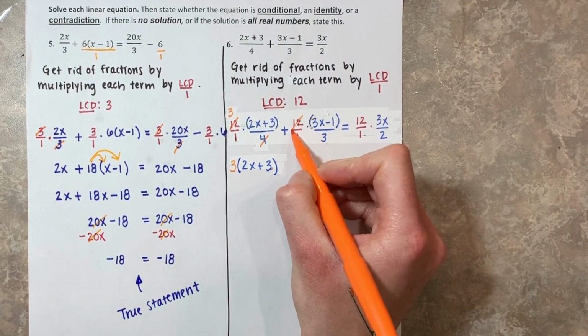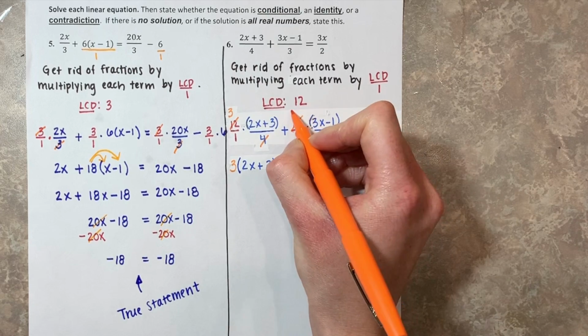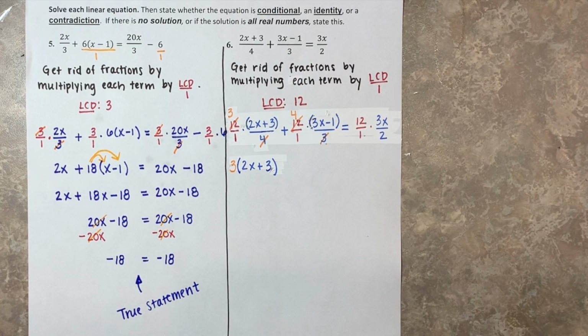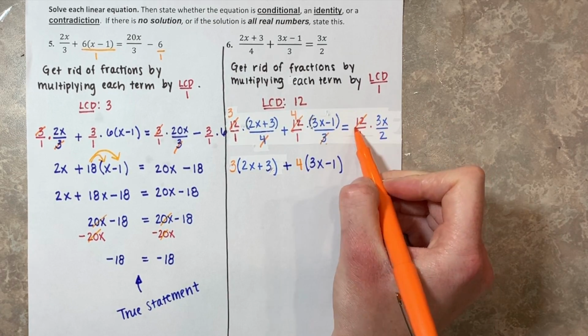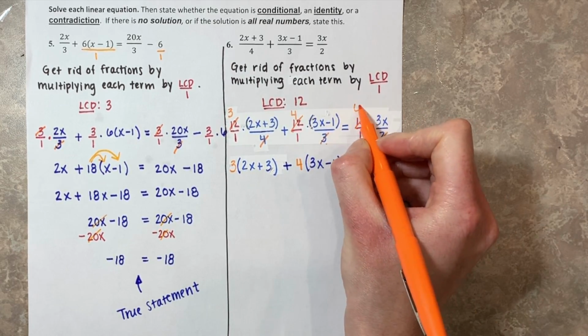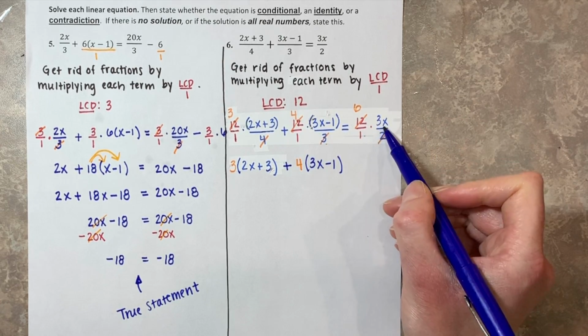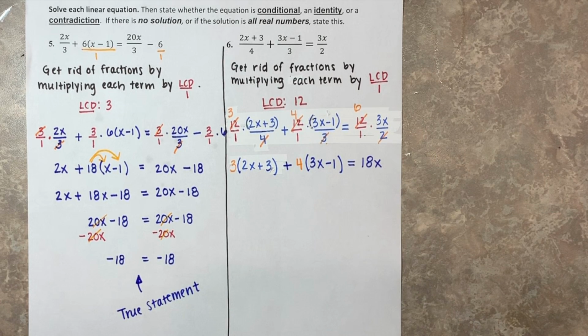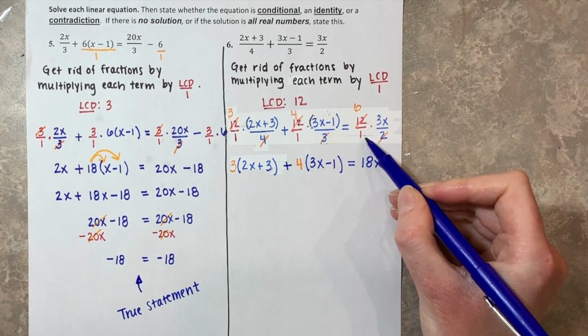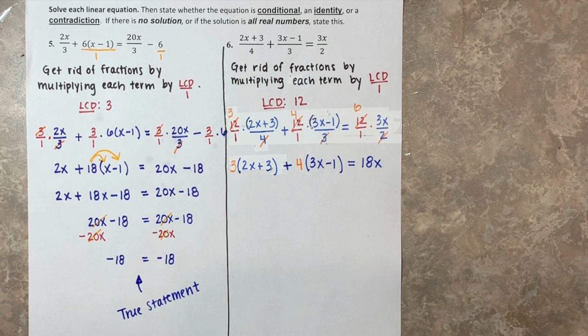We can cancel the 12 divided by 3 to give us 4. And then we'll be left with a positive 4 times the quantity 3x minus 1. And we'll only be left with 1 in the denominator, so we don't need to write it. Finally, over here, let's cancel the 12 divided by 2 to leave us with 6. And then 6 times 3x will give us 18x. And again, we're left with 1 in the denominator, so we don't need to write it.